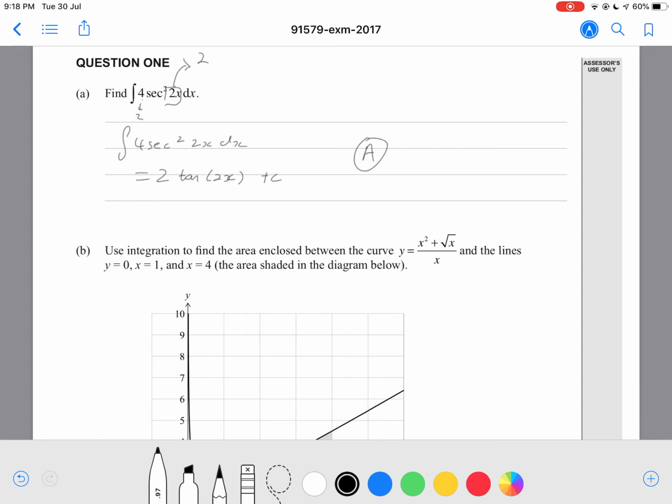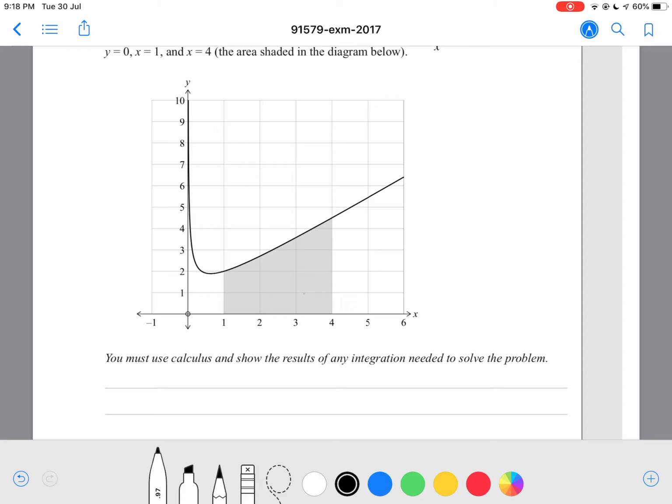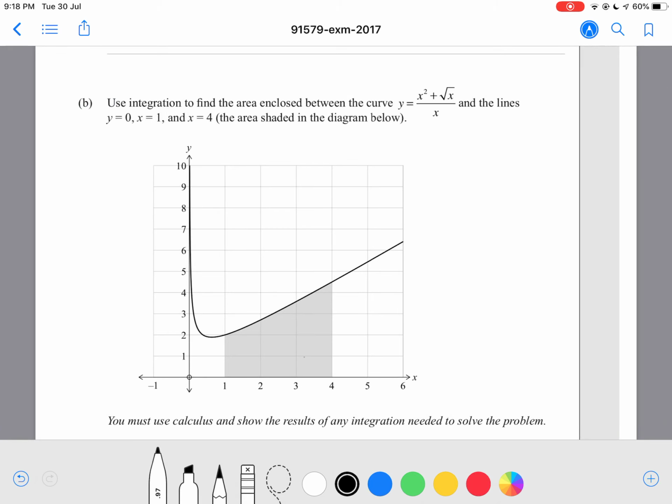Use integration to find the area enclosed between the curve y equals x squared plus square root of x, the whole thing divided by x, and the lines y equals 0, x equals 1, and x equals 4. That's the area shaded in the diagram below. To find the area under a graph, you need to go from a function. Right now you have y equals something, and then you integrate to get an area function, and use that area function to find the area.